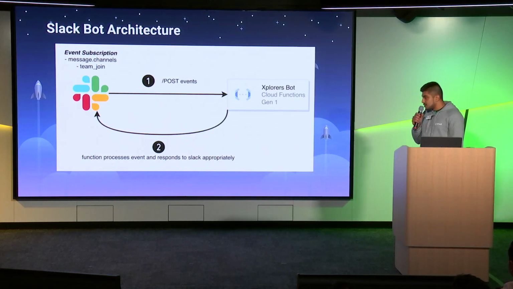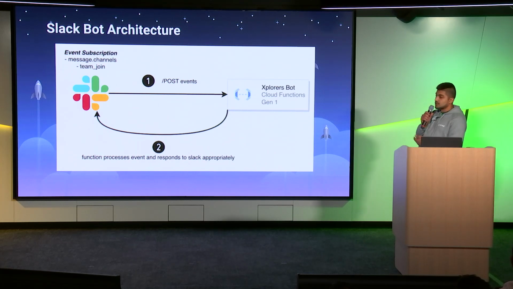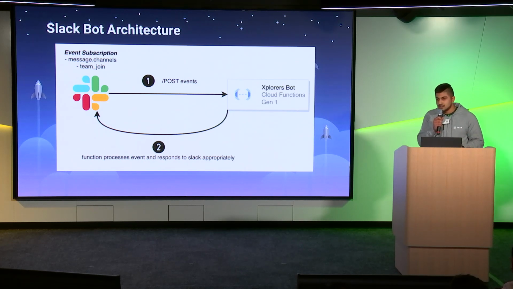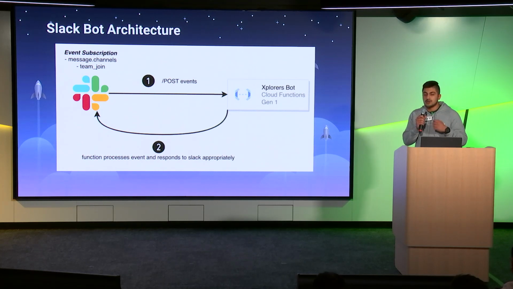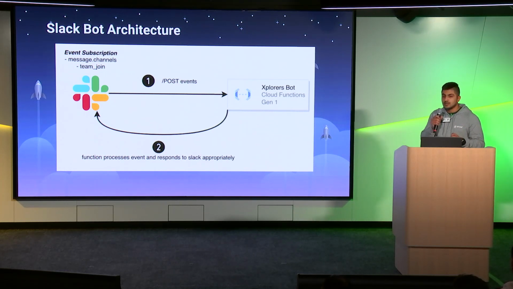The architecture itself is really simple. We subscribe to a few events in Slack. Whenever those events occur, Slack will then forward those events to our Google Cloud function. The function will then process the event accordingly and respond to Slack. For instance, if a new user has joined the Slack workspace, the bot will then welcome the new Slack user. And if a user has posted a message in the Slack channel, the bot will then check the text for any matches for emojis, and if there are any matches, it will then react to the Slack post with those emojis. But we'll see that in a demo example in a bit.